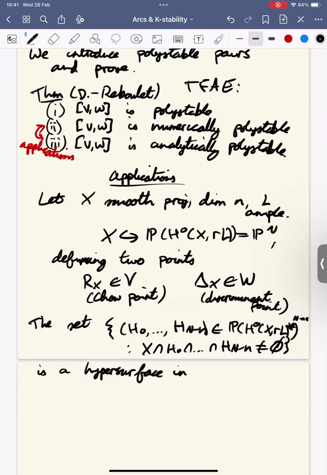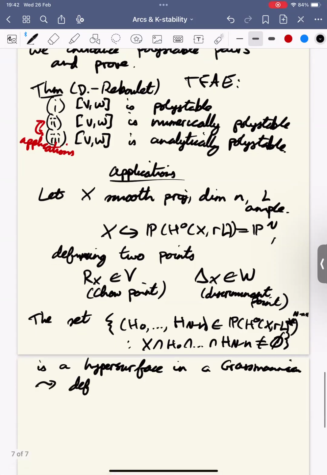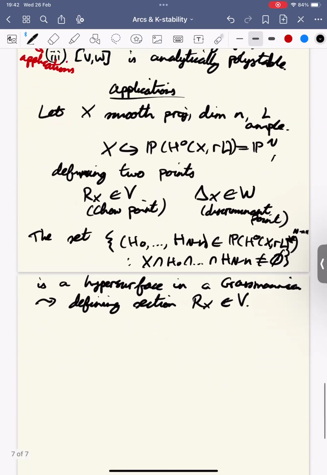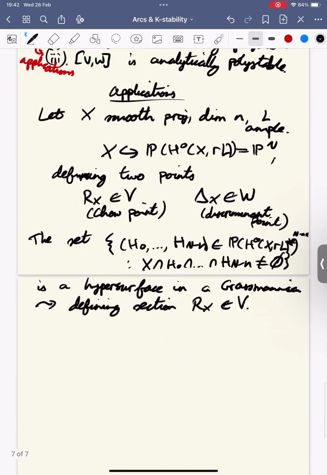in a Grassmannian. The Grassmannian has Picard rank 1. So in particular, this hypersurface is the vanishing locus of a single section of the kind of line bundle O of 1 on the Grassmannian up to some tensor power. So we get a defining section, and I'll just write it for X, which lives inside V. Okay, so this is just how you define the Chow point. The point of doing this is partially so I can explain how you generalize this.